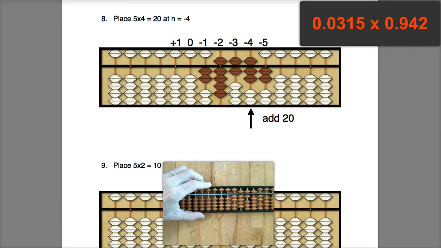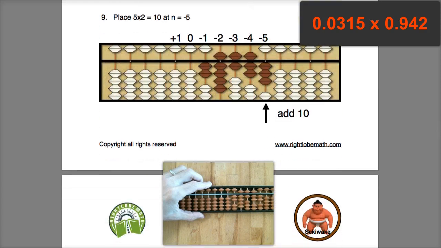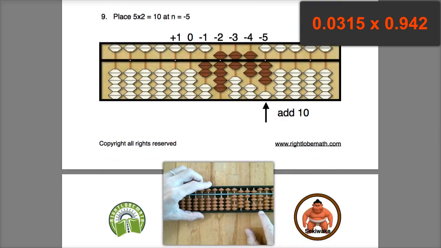And now I'm going to do 5 times 4, which is 20, and enter it at minus 4. So minus 4 is going to be 0, minus 1, minus 2, minus 3, minus 4. And here I'm going to enter 20 and simply enter it that way. And then I'm going to do 5 times 2, which is 10, and enter it at minus 5. So I just enter 10 right there.